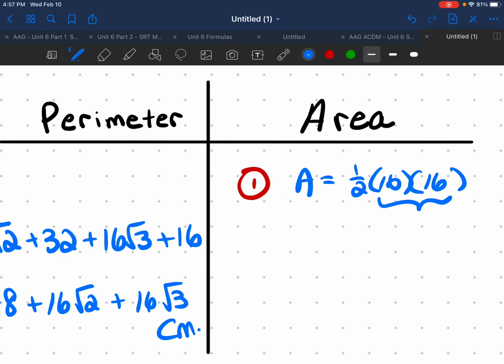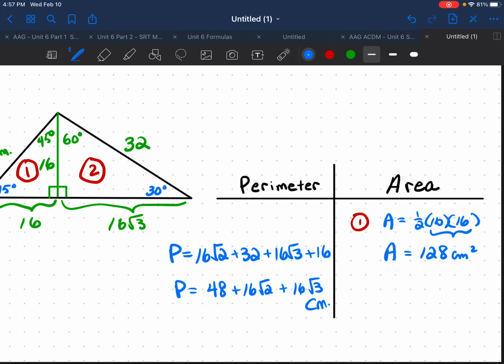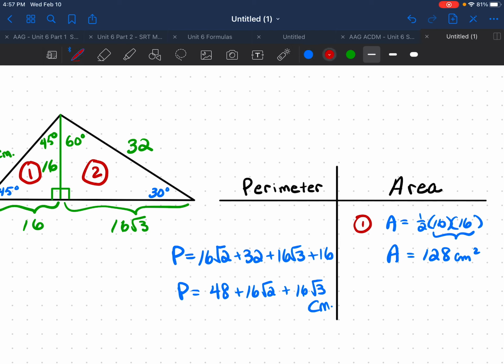All right, so let's see. 16 times 16 is 256. It's a perfect square. But then we're going to take half of that. So the area of the 45, 45, 90 is 128 centimeters squared. Okay. Now I want to zoom out a little bit. So that was the area of triangle number 1. Now I'm going to find the area of triangle number 2.